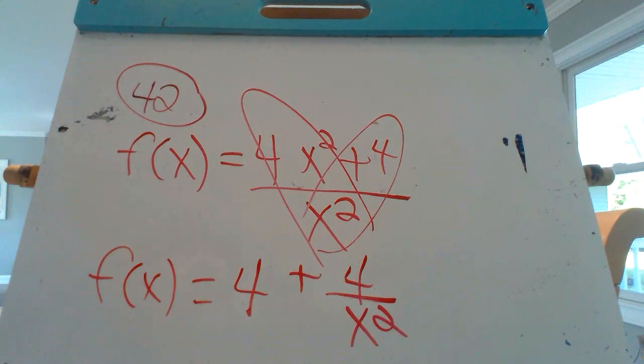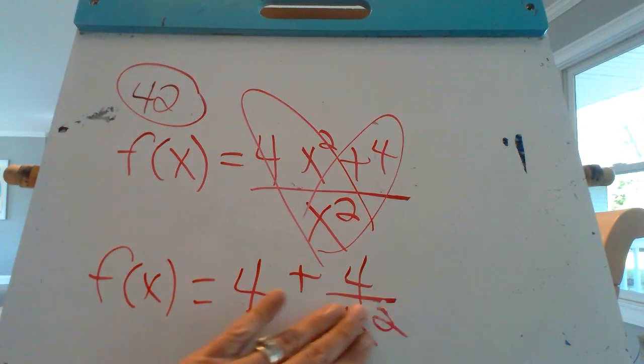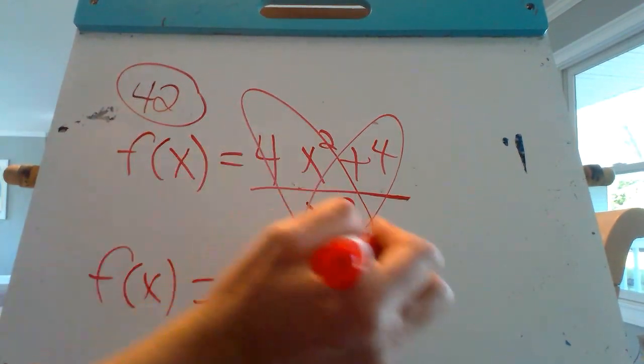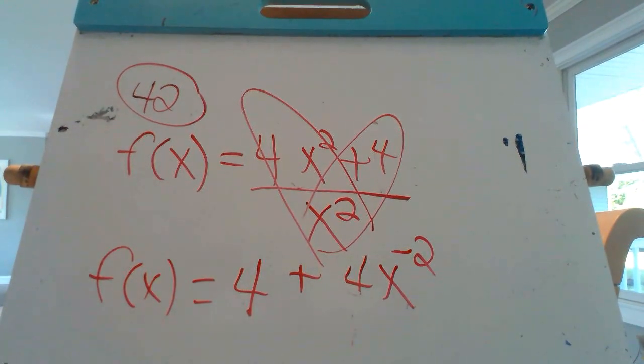Now remember that anytime you end up having an x in the denominator, you can always rewrite by pulling it up with a negative exponent. So I can rewrite this 4 over x squared as 4x to the negative 2. So just rewriting a little bit makes it so much more manageable. So now you can easily integrate this using the interval that was given.